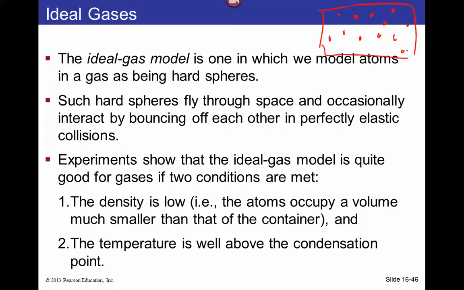So we are going to think of them as hard spheres that fly through space, occasionally bouncing off each other, and they don't lose any energy as they bounce from each other. So this is the ideal gas. And experiments show that this is a very good model for many gases in real life if the density is low and the temperature is well above the condensation point.